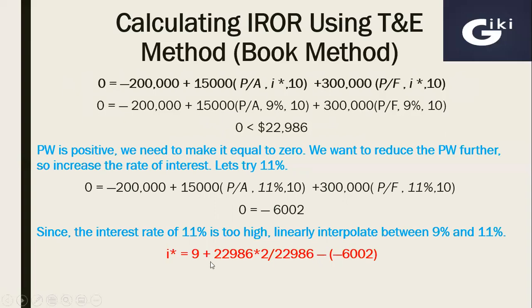First rate of interest plus first present worth multiplied by the difference of rate of interest. So 11% minus 9%, 2%, divided by the difference of present worths, 22,986 minus $6,002. So the rate of interest will be 10.58%. As I explained earlier, from the book method this is 10.58%, slightly different than the trial and error method we used earlier.